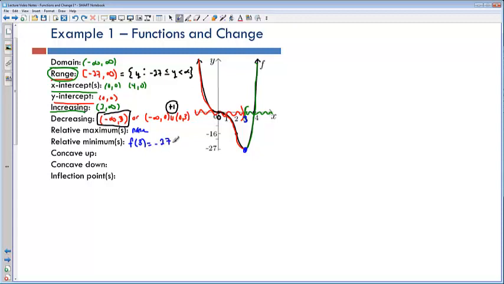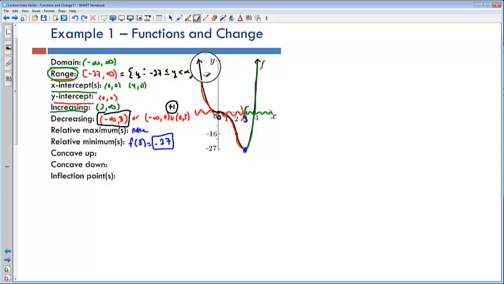And so give me both input and output. That way you can't make a mistake. But you have to give me at least the negative 27, because by definition, minimum and maximum values are actually output values. All right, so moving on, we want to now talk about concavity.